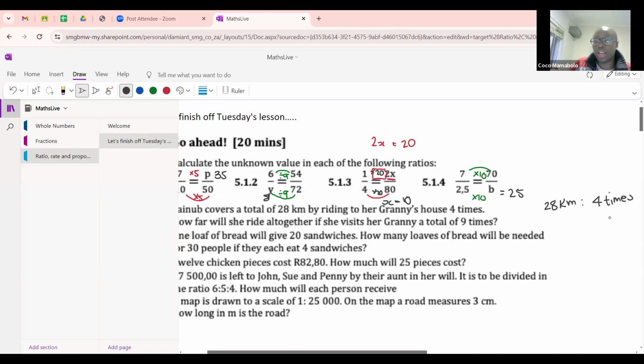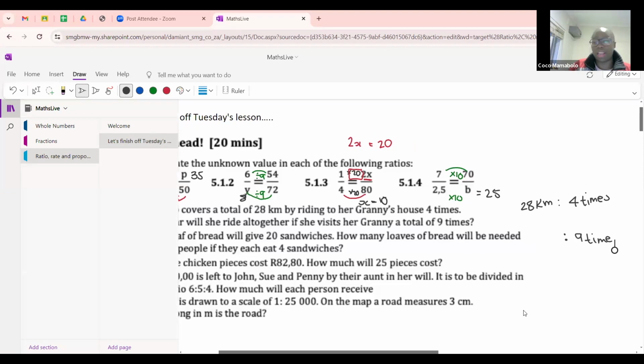So if I want to figure out how many kilometers she'll drive if she has to ride 9 times, how are we going to figure that out? What do you think we're going to do? Ma'am, what I did was I multiplied. When I multiplied, basically, I couldn't divide. So I multiplied, and I said 4 times 9, and that got me 36.